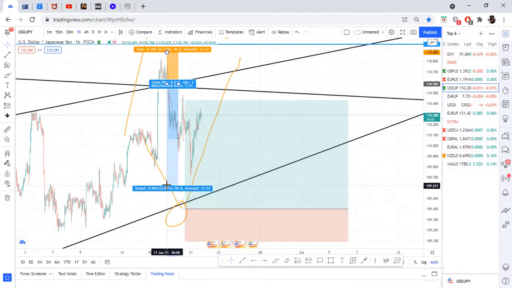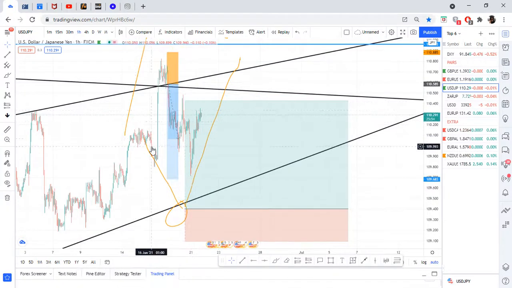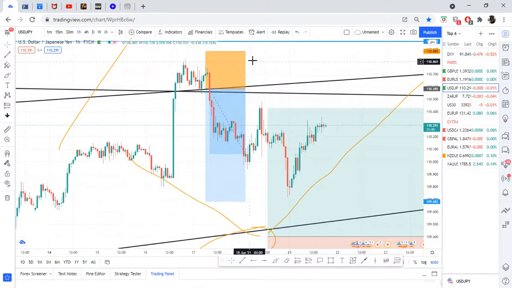But obviously I want my 3 is to 1. My 3 is to 1. So if I win, I'm winning 3 times more, right? So I would have gotten here with a nice risk. 30 pips is great, guys. 30 pips, it's not too much.